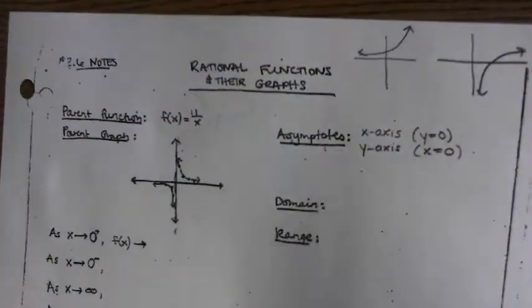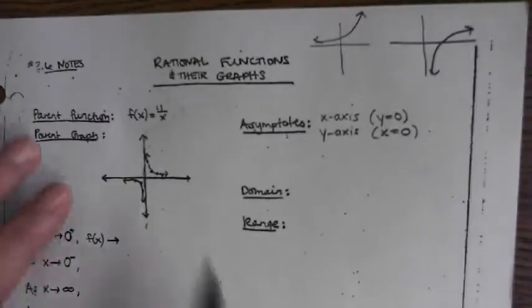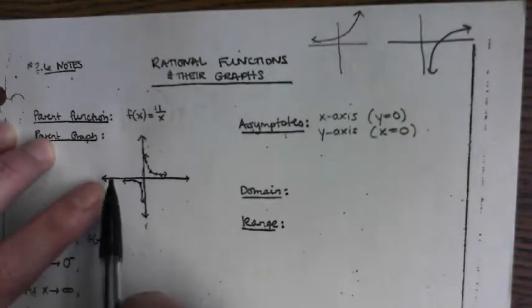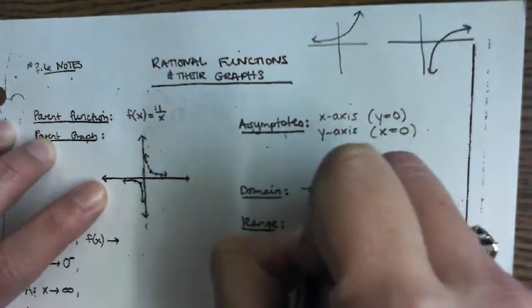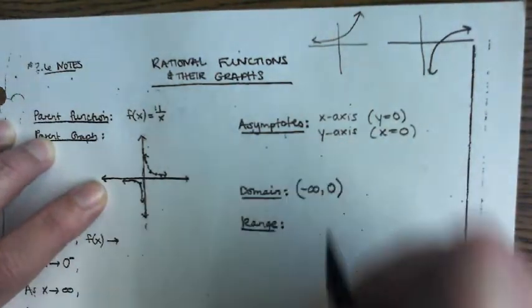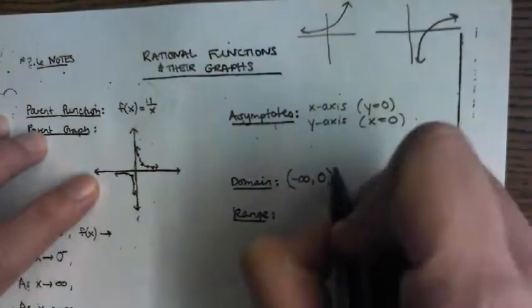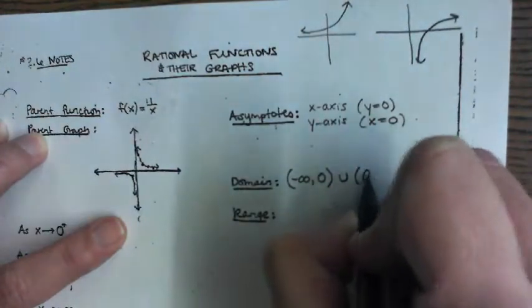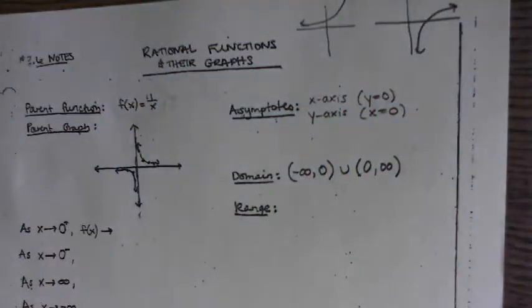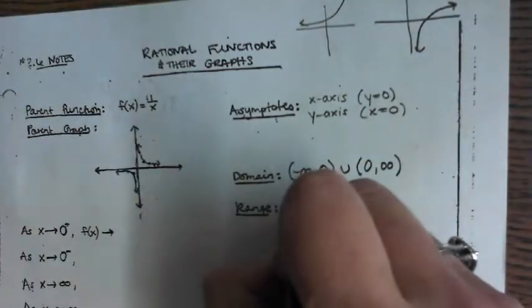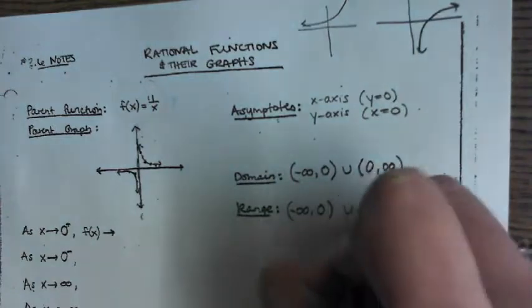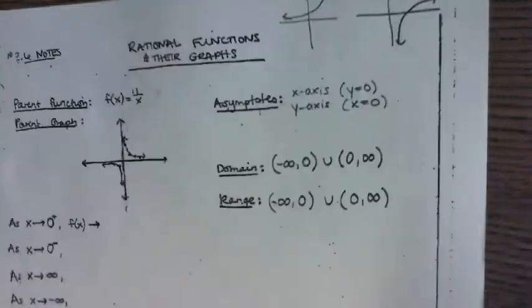So there's our asymptotes. Our domain is from negative infinity up until but not including 0, and then a union with 0 up until infinity. Again, not including 0. So pretty much it's negative infinity to infinity, but with the exception of 0. And the range, same thing. It's pretty much negative infinity to infinity, but because we skip over 0, we have to do that.